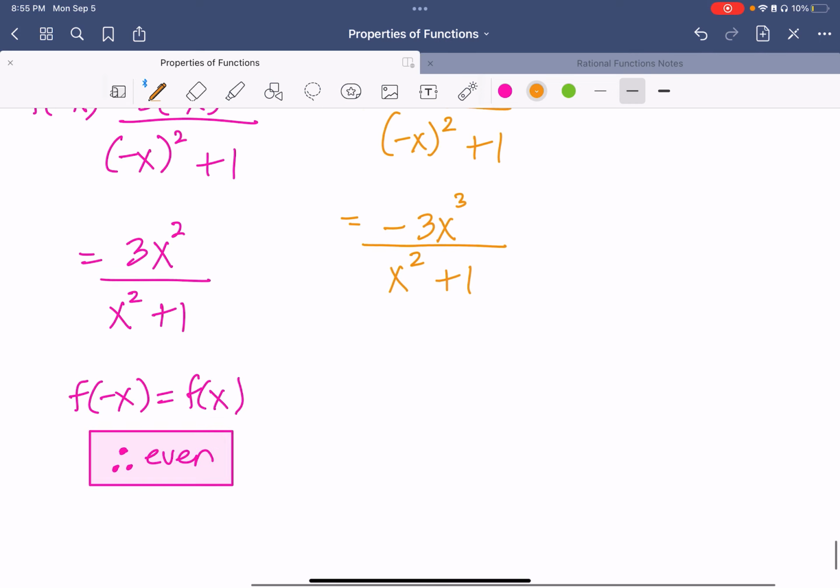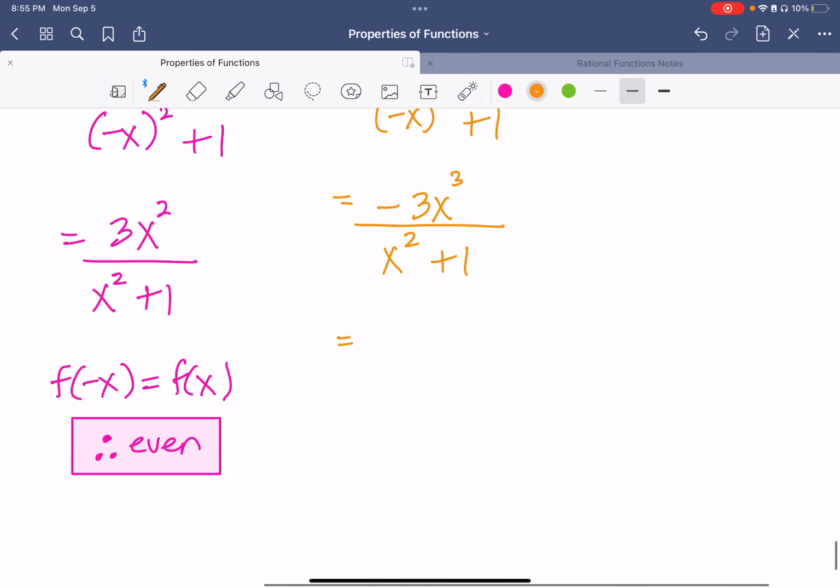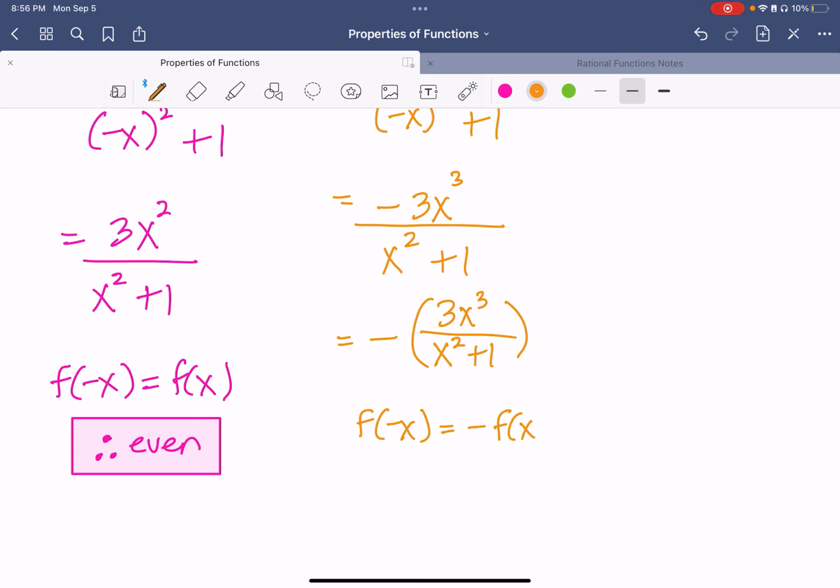Okay, and that's not the exact same, but let's see if I can take a negative out. If I factor out a negative, what will I have? Okay, so I'm going to choose to factor the negative from the numerator, and I'm going to leave the denominator alone. Now, if I were to go back up and compare it, they would be exactly the same except with a negative, right? So when I plug a negative in, I get the same f of x, but with a negative in the front, and that's the definition of an odd function.